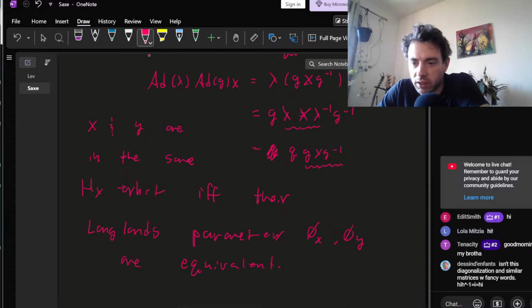Isn't this diagonalization? No, it is not diagonalization. The only similarity here is we're just conjugating stuff. But nice way of saying hello.